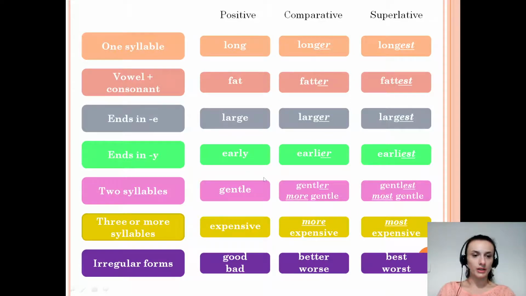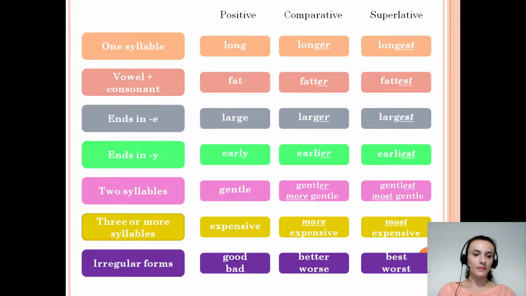Next, we need to mention the 3 or more syllables adjectives and to know that the rule is to add more for forming the comparative form of the adjective and most for forming the superlative form. So we have expensive, which becomes more expensive in comparative and most expensive in superlative.